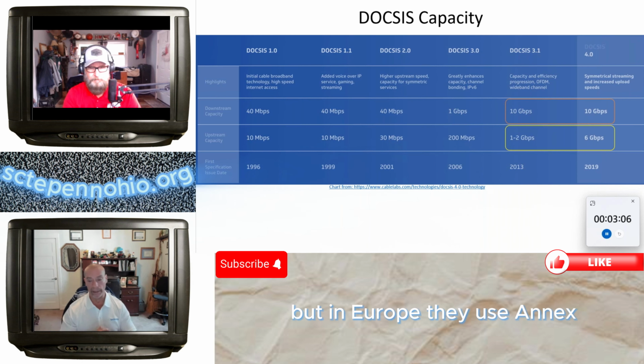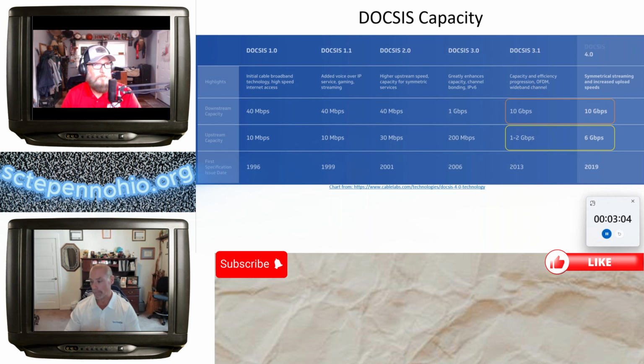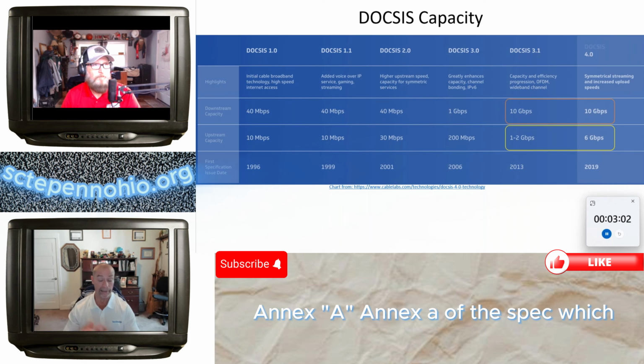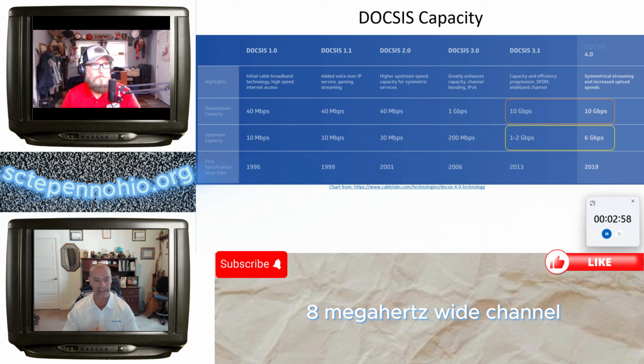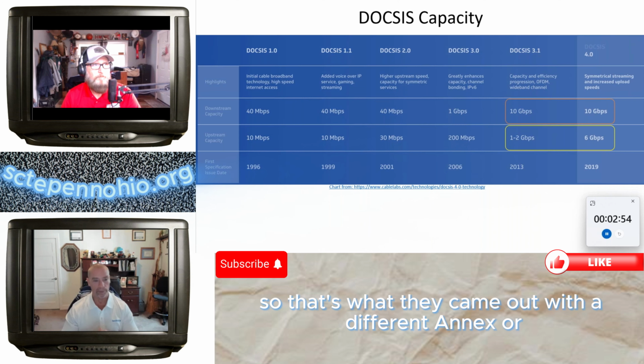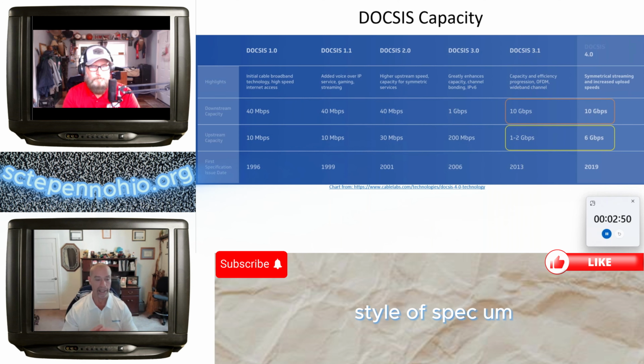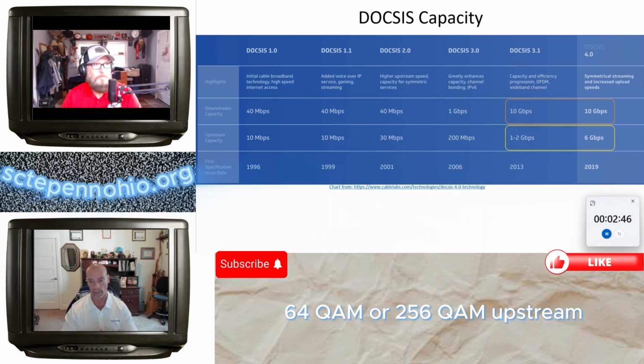But in Europe, they use Annex A of the spec, which is a 6 or 8 megahertz wide channel. So the channels are a little bit bigger in Europe, so they came out with a different Annex or style of spec. But the modulation was the same, 64 QAM or 256 QAM. Upstream, we only had a couple options, right? We had QPSK and 16 QAM.